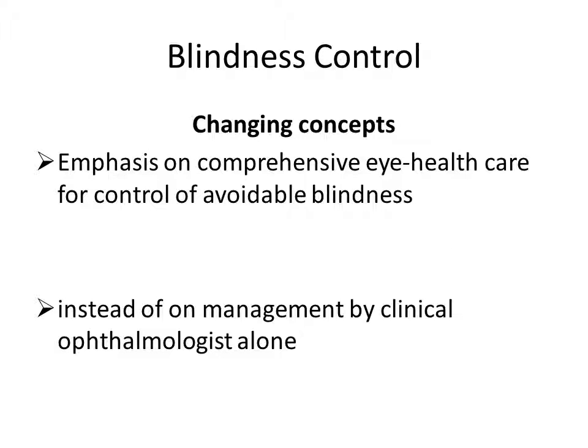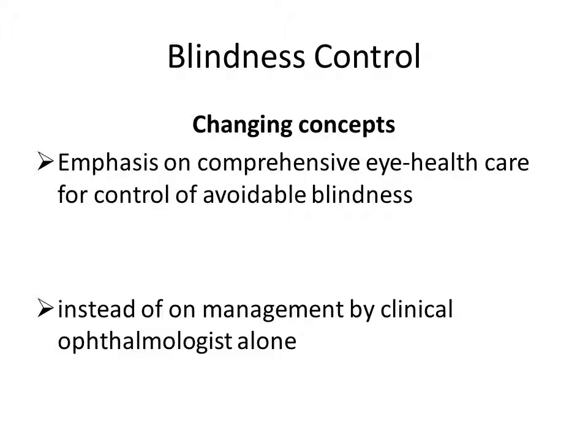The concepts of blindness control have changed over time in a way that there is now more emphasis on comprehensive eye health care for control of blindness. That is avoidable blindness. As we can see, a large chunk of blind is avoidable blindness, that is could have been prevented, for example vitamin A deficiency, or can be easily treated like cataract and refractive errors, instead of management by clinical ophthalmologist alone. That is as was previously practiced. When the blind presents himself to the clinical ophthalmologist, he or she would treat accordingly.